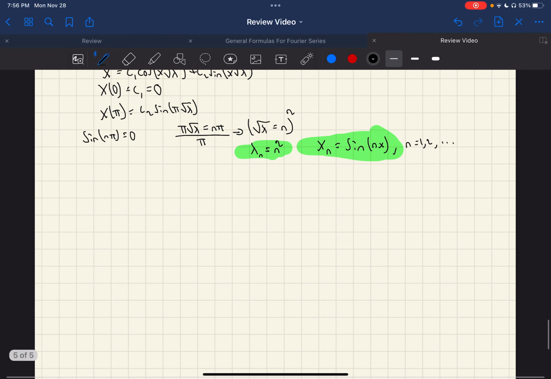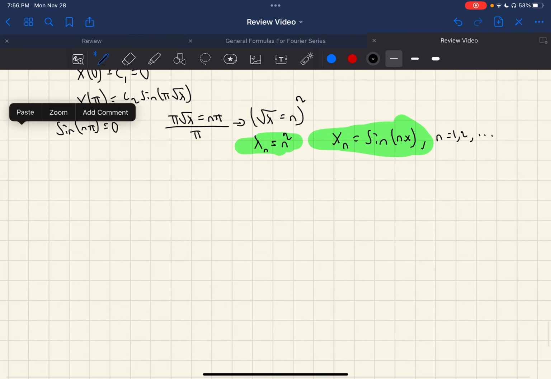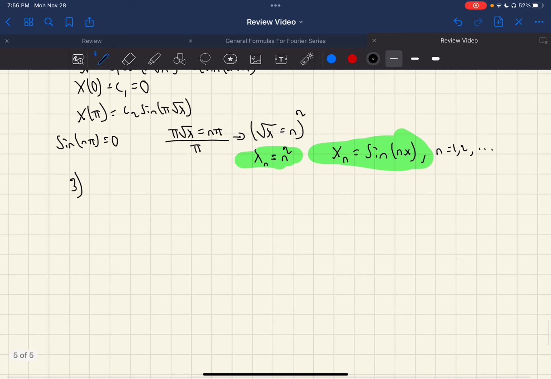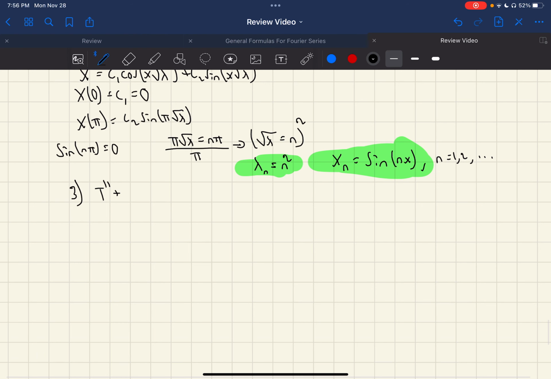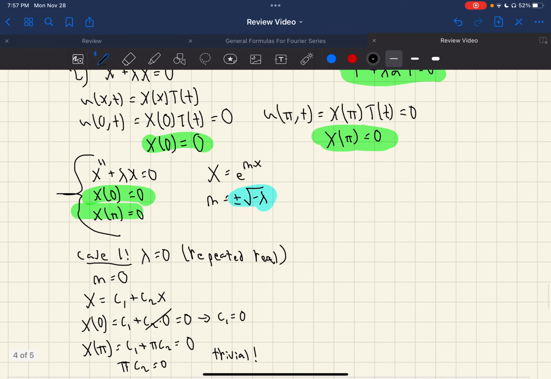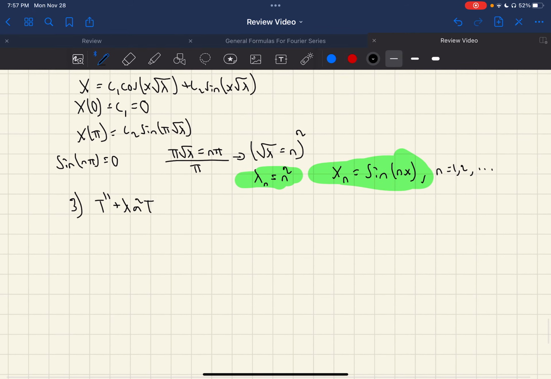So that was step 2. Now step 3. This is where things start to differ from our heat equation, and this is why everything is longer for this. So our T ODE is T double prime plus lambda a squared T, or big T, my bad, equals 0.